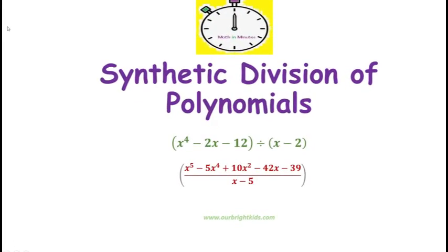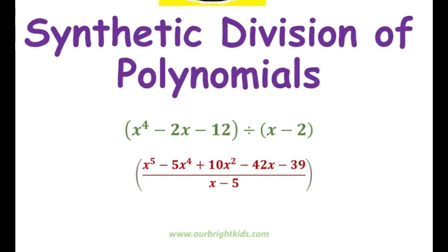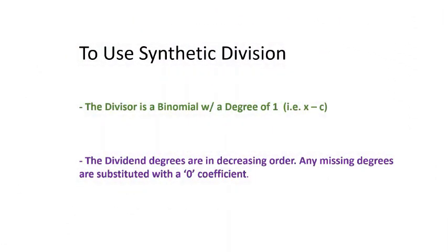This Math in Minute video is on synthetic division of polynomials. To use synthetic division, the divisor needs to be a binomial with a degree of 1. What that means is that what you're dividing by has to have a degree of 1. Also, if it's written as x plus 3, then your divisor would be -3.